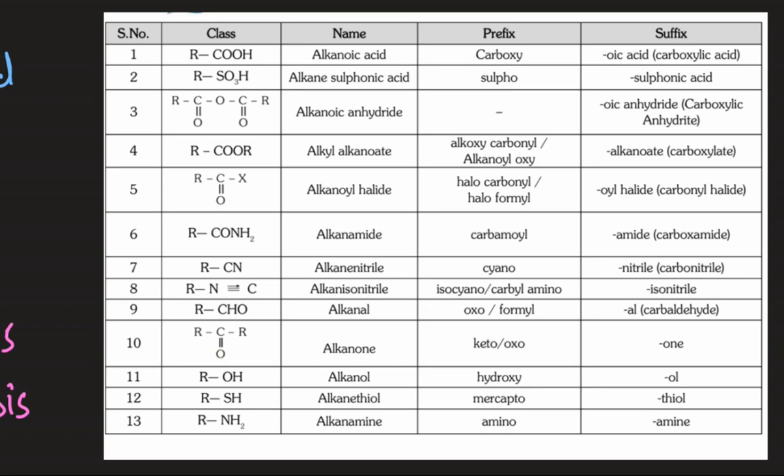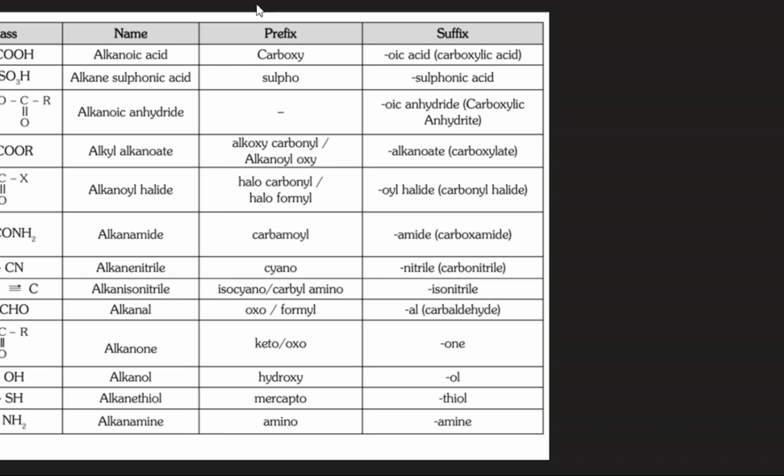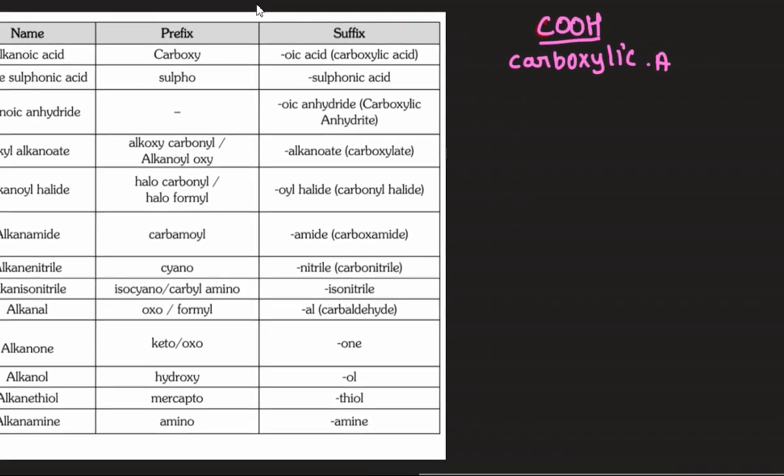Right, so let me explain how to remember the priority order of functional groups. First of all, let me explain one small story. There is a compound with the functional group COOH. What is the name of this functional group? Carboxylic acid. I'm just teaching a small story: there is one functional group, its name is carboxylic acid.